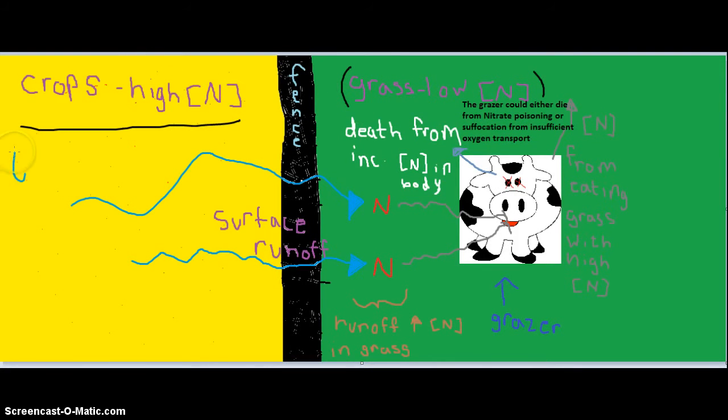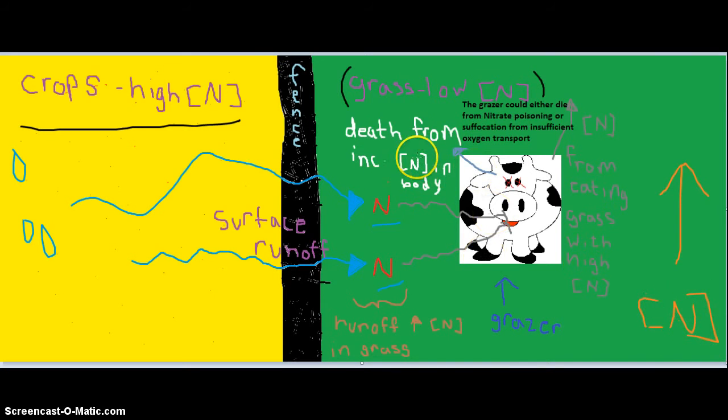Say we were to have rain or something. Some of this nitrogen that is in the crops that doesn't get taken up by the plants is able to run off the surface and can be transferred over into this grass where we don't want it. This grass can now have a high nitrogen concentration in terms of nitrate and also nitrite, which can have harmful effects on the animal. If this grass has high nitrogen concentration and the cow eats the grass, if he continues to eat it, he's also increasing his body nitrogen concentration.